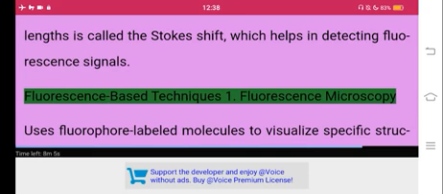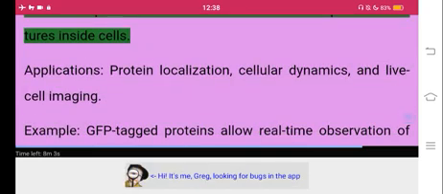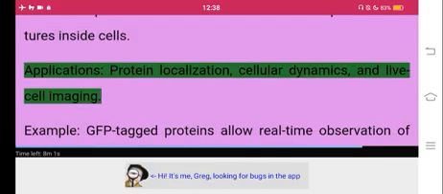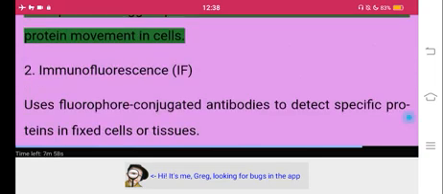Fluorescence-based techniques. 1. Fluorescence microscopy. Uses fluorophore labeled molecules to visualize specific structures inside cells. Applications: protein localization, cellular dynamics, and live cell imaging. Example, GFP-tagged proteins allow real-time observation of protein movement in cells.